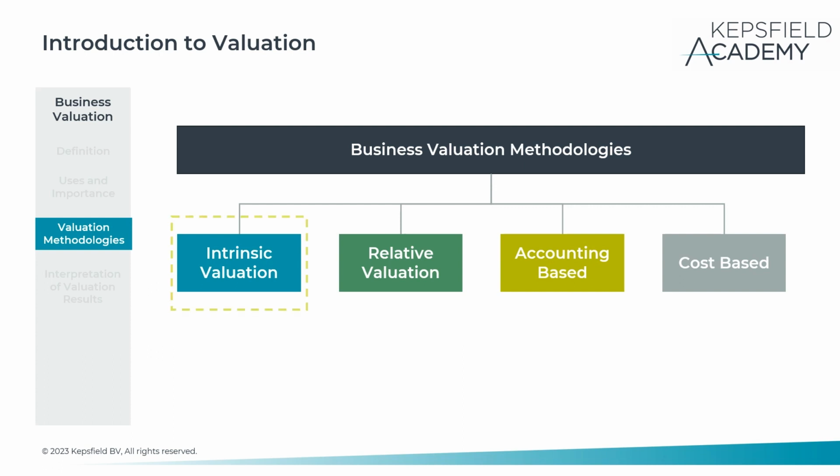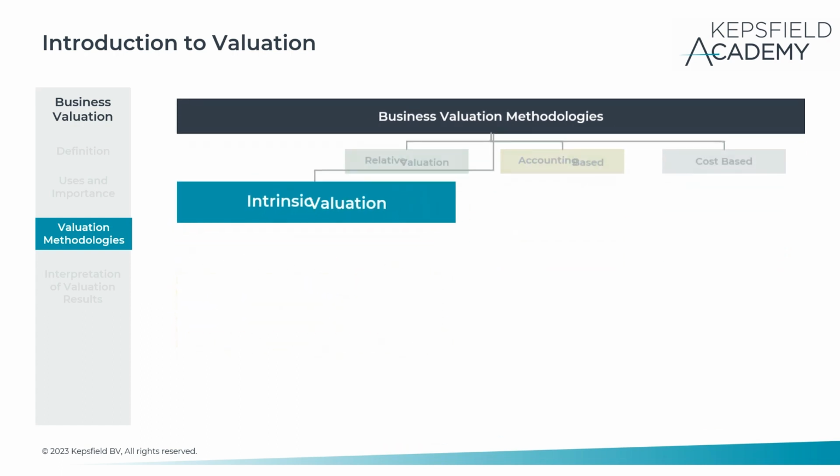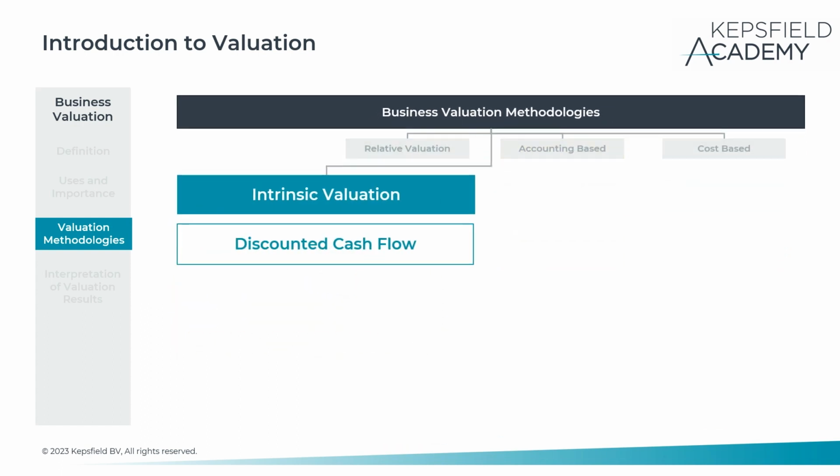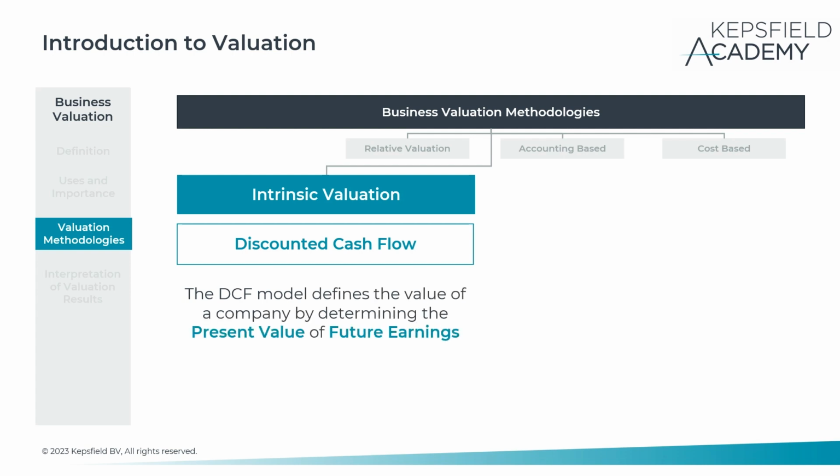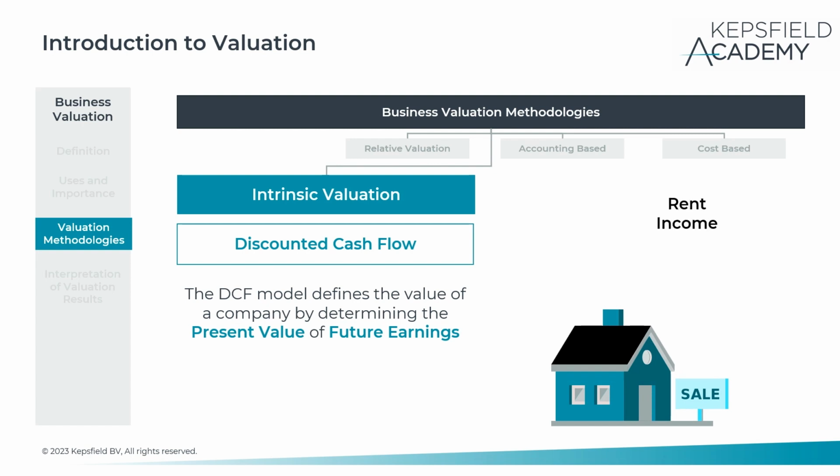In this course, our emphasis will be on the strategies of intrinsic valuation. The discounted cash flow, DCF, method is the most commonly used intrinsic valuation method. This method looks at a company's future earnings potential to determine the value. Imagine you have a house that can generate rental income for several years. The DCF method helps you estimate how much that house is worth today by considering how much money it will make in the future and how much that money is worth today. We'll explain this concept in more detail later in the course.